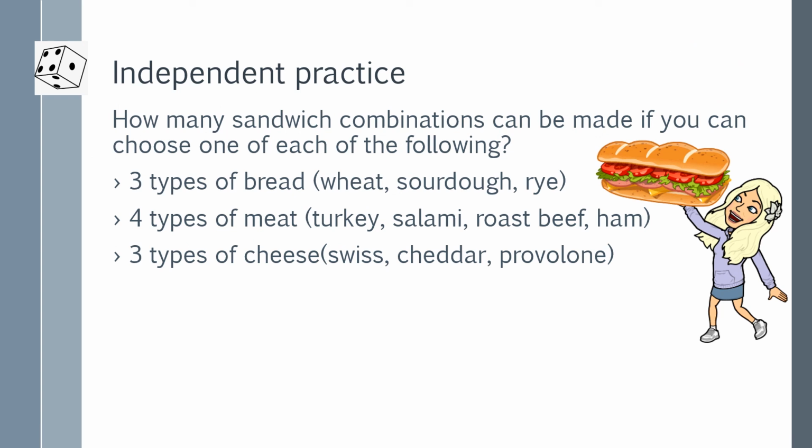Go ahead now and see if you can figure this out. You're going to make a sandwich. How many sandwich combinations can be made if you can choose only one of each of the following? We have 3 types of bread, 4 types of meat, and 3 types of cheese. Make a tree diagram and then tell me how many different combinations can be made.